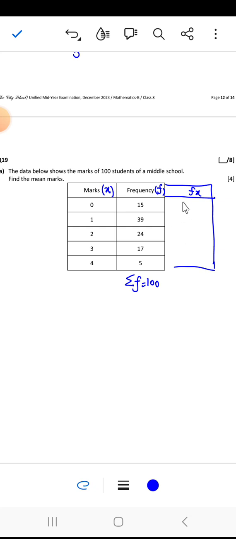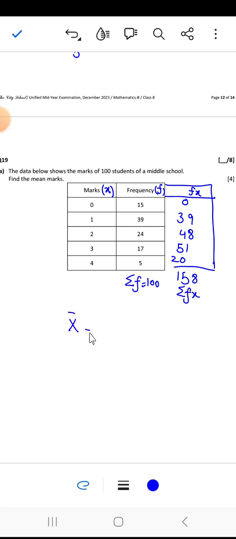So now I can just find out 15 into 0 would be 0. Then 39 into 1 would be 39. Double of 24 would be 48. 17 threes are 51 and 5 fours are 20. So if you add all these values, you are getting 158. So sigma fx is 158.